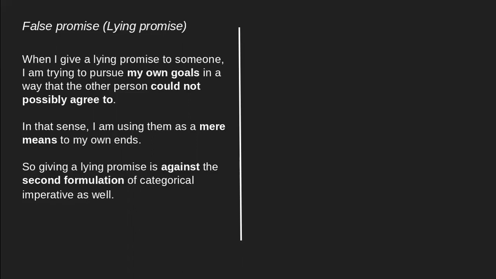Never use humanity, in your own person or in the person of another, as a mere means, but always as an end at the same time. That's the humanity formulation. So let's look at the false promise example, the lying promise example.